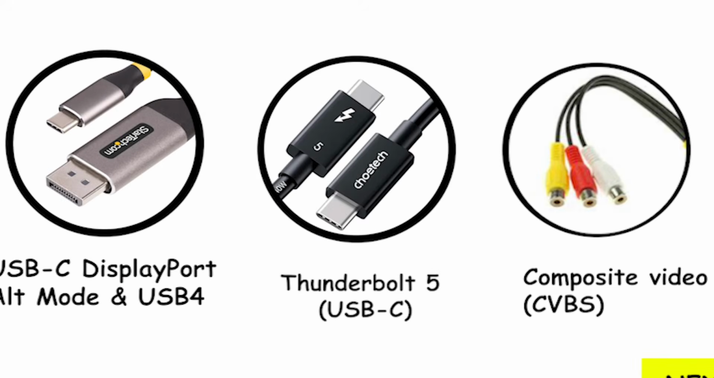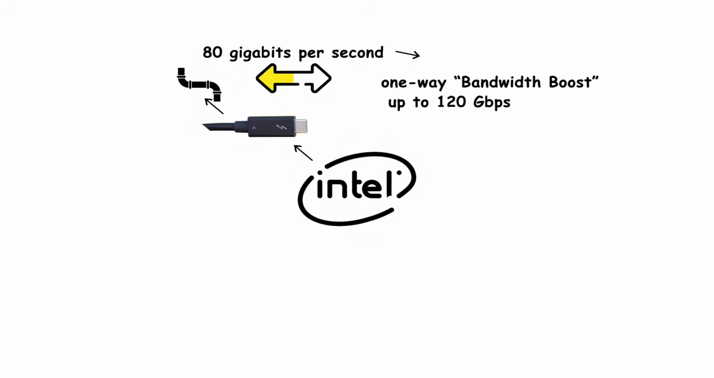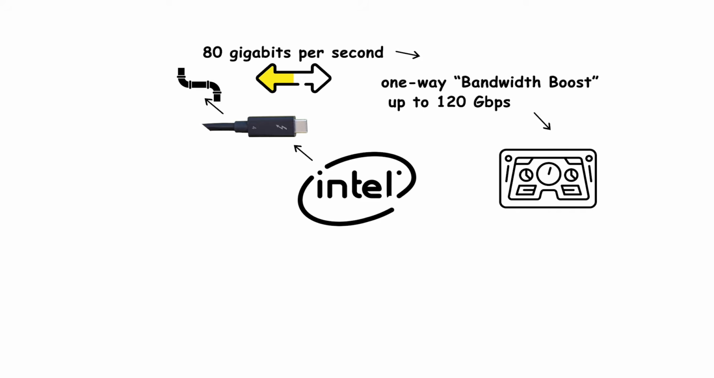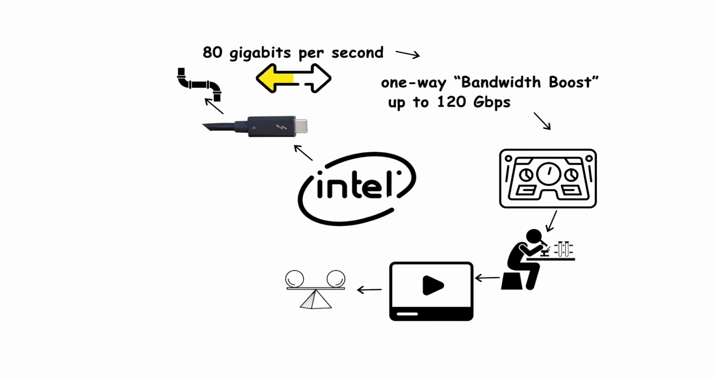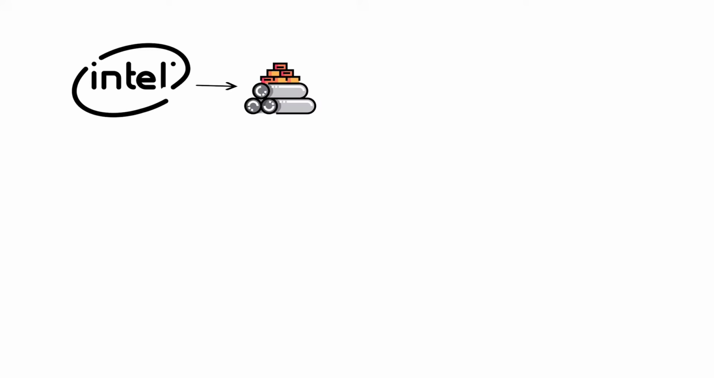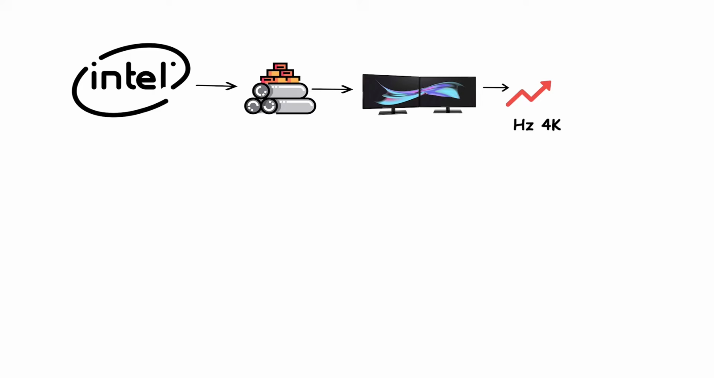Thunderbolt 5 USB-C. Intel's newest Thunderbolt raises the pipe to 80 gigabits per second bidirectional, with a one-way bandwidth boost up to 120 gigabits per second when your setup needs more display headroom. That extra transmit bandwidth is specifically for video. It dynamically rebalances the link so high-refresh external displays don't choke other traffic. Intel's materials cite support for dual 8K monitors, or very high hertz 4K.